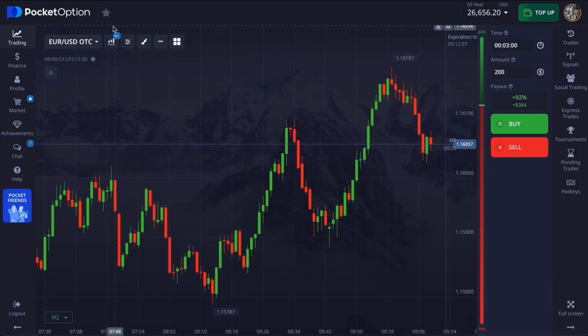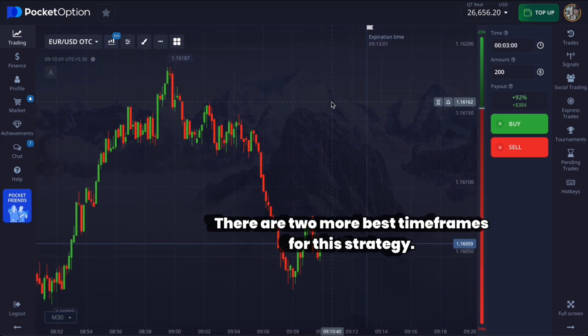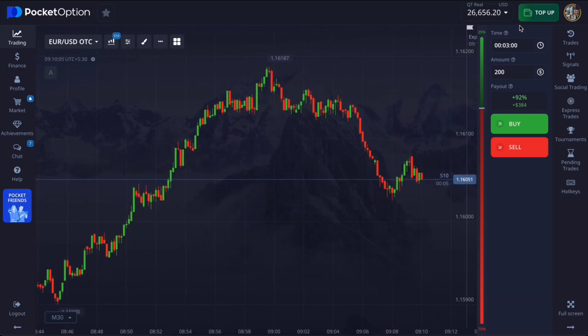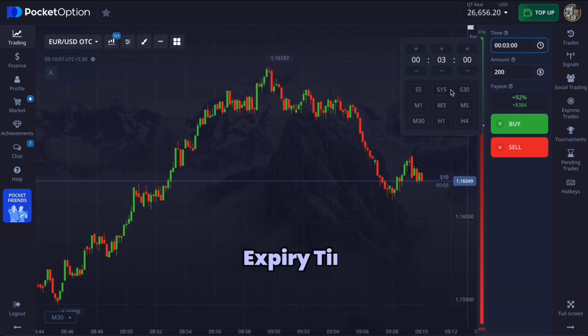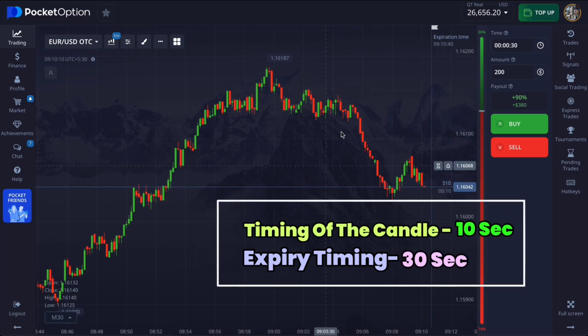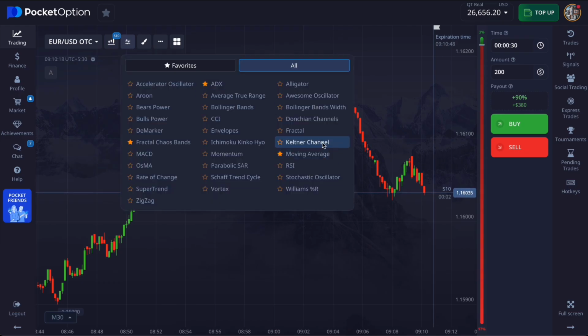So first of all, set the timing of the candle to 10 seconds. There are 2 more best time frames for this strategy, but we will discuss them in the next video if needed. And set the expiry timing to 30 seconds. Now this has become a good combination. After that, go to the settings of the indicators, and add the Keltner channel.